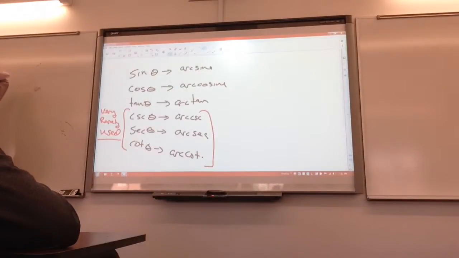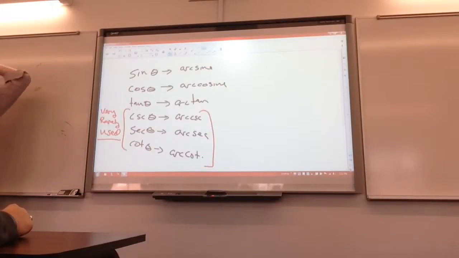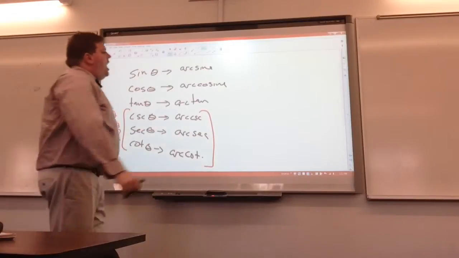The very few problems you'll see involving them on a homework or a test or a quiz will be ones where you can use the unit circle to find the answer. You don't necessarily have to use a calculator because they're so rare. But the sine, cosine, and tangent ones, these are their opposites on a calculator.